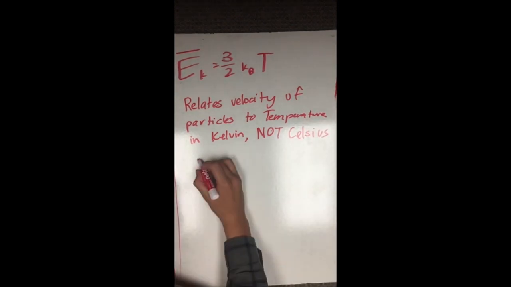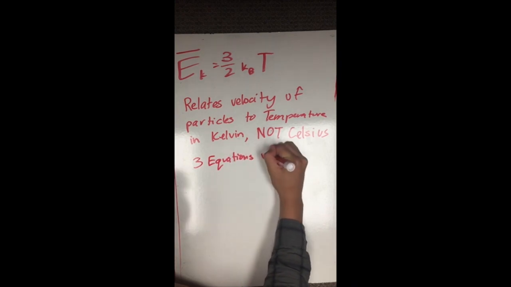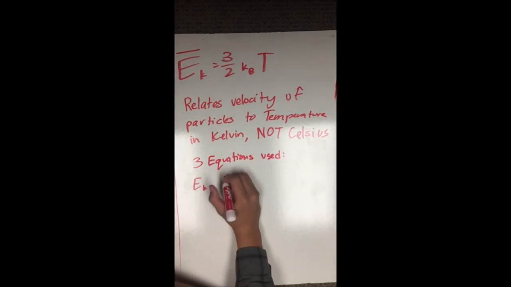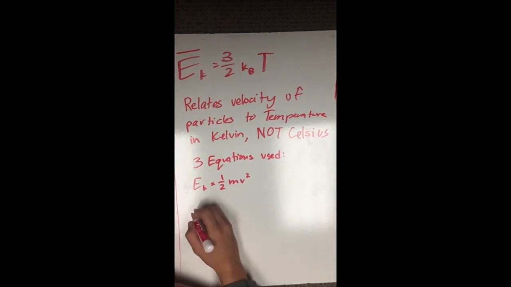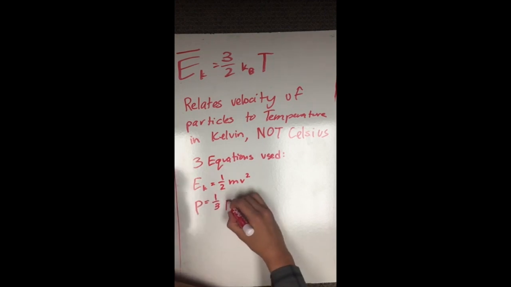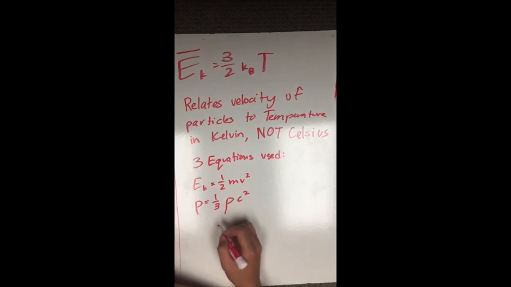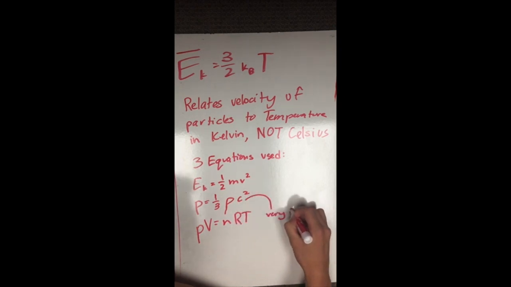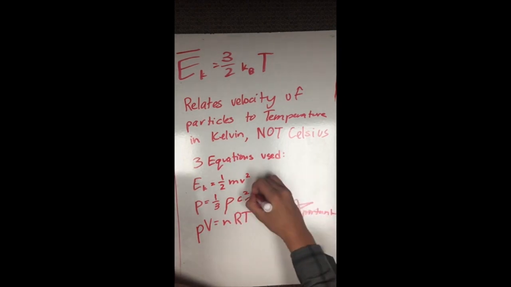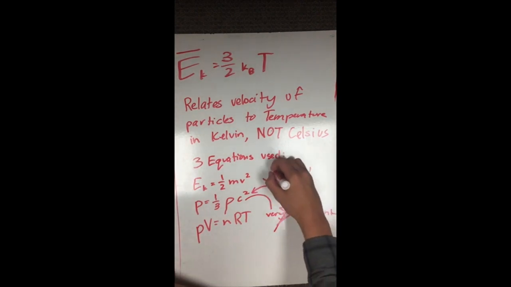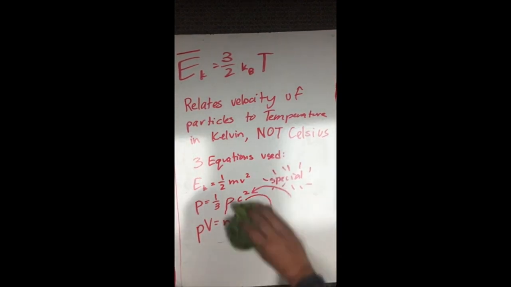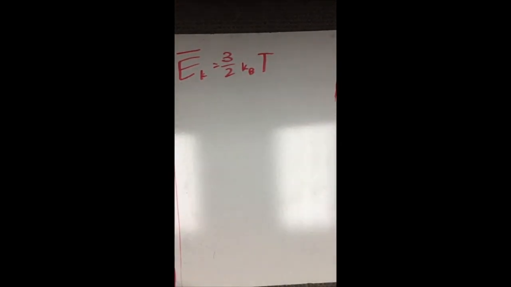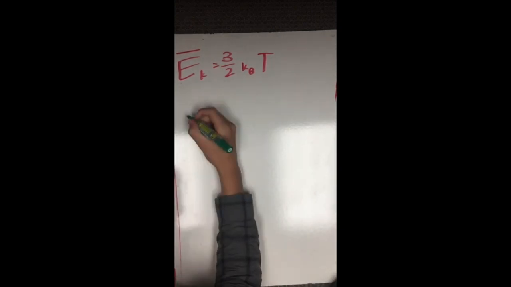So, moving forward, there are 3 equations that are used to get this equation. The kinetic energy equation, 1/2 mass times velocity squared, the pressure equation, 1/3 density times c squared, and the ideal gas equation. C is very important, as I keep writing, because that specifically deals with the speed of these molecules.